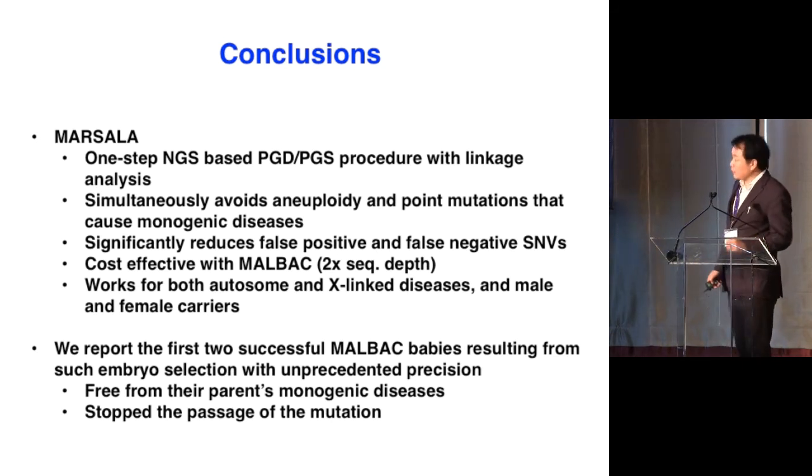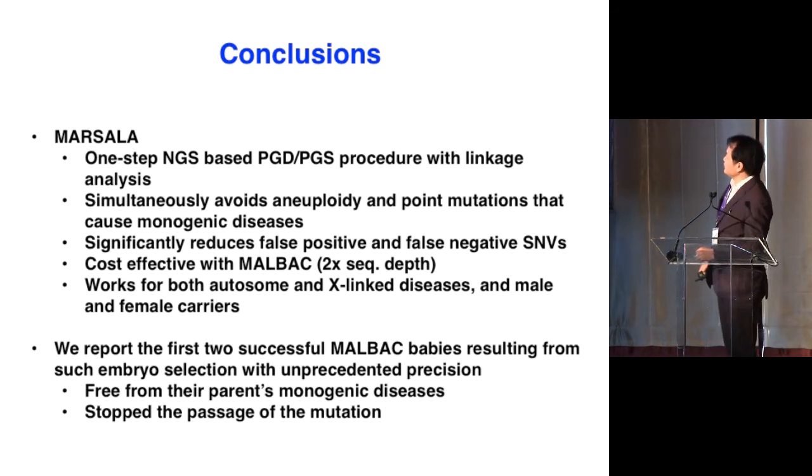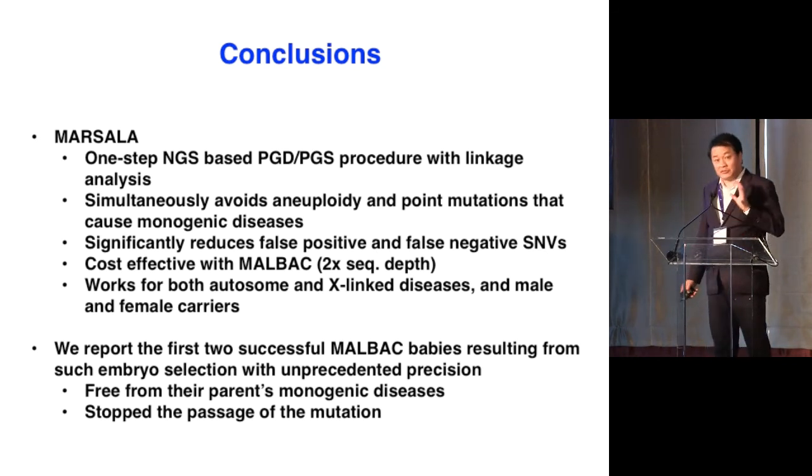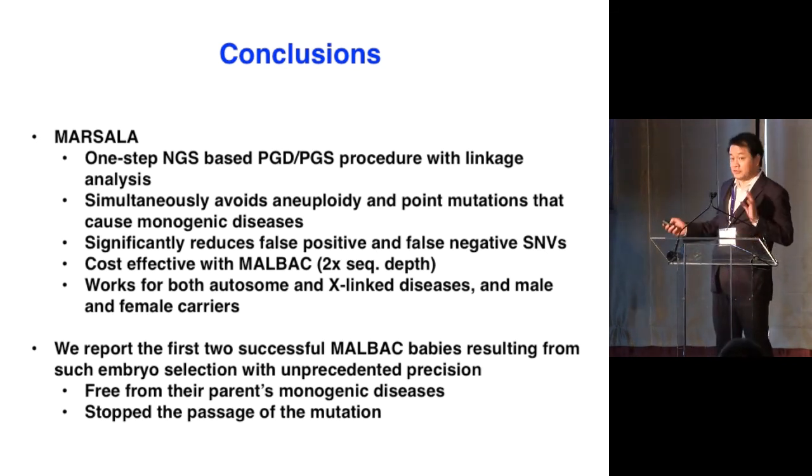MARSALA is a one-step NGS-based PGD PGS procedure with linkage analysis. It simultaneously avoids aneuploidy and point mutation that cause monogenic diseases, and significantly reduces the false positive, false negative of SNP. And it is cost-effective. We only sequence with 2X.